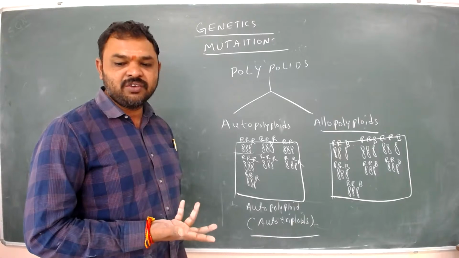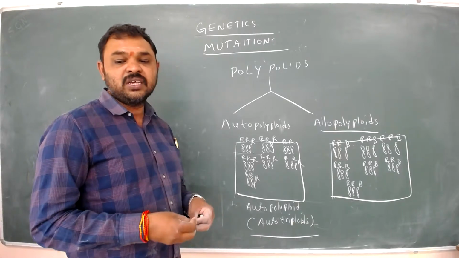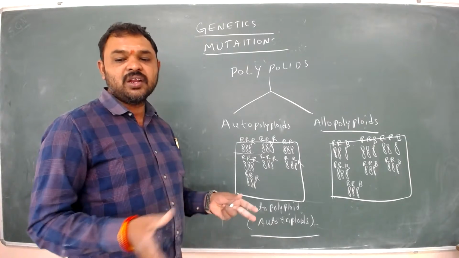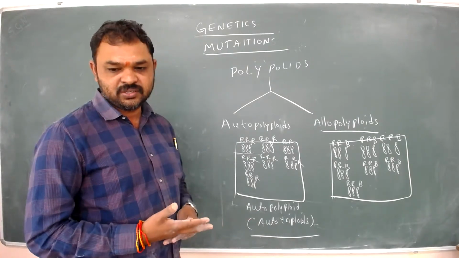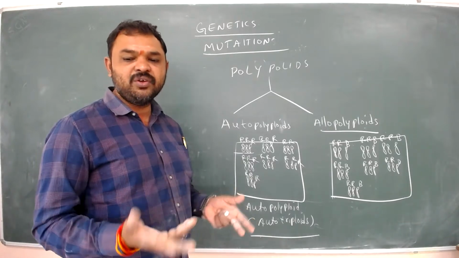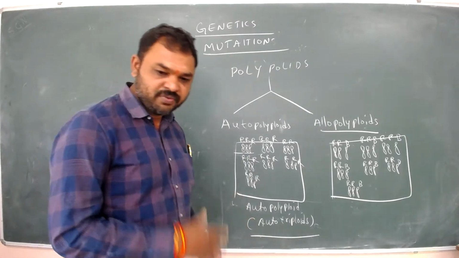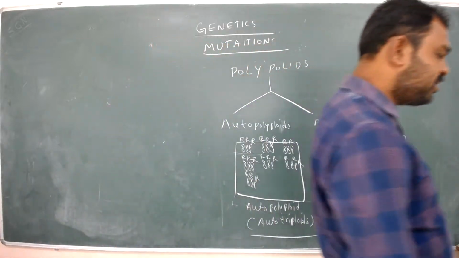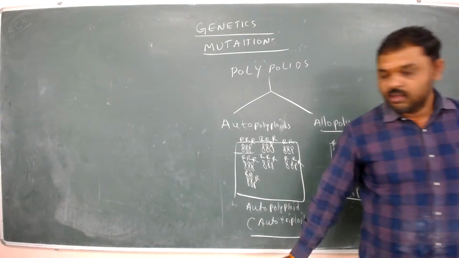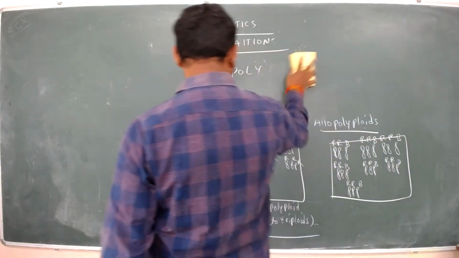Especially gene mutations, how will they be caused? By the addition or removal of nucleotides. One nucleotide is removed or one nucleotide is added, or many nucleotides are changed. So now we can see point mutations, the next mutation, gene mutations.